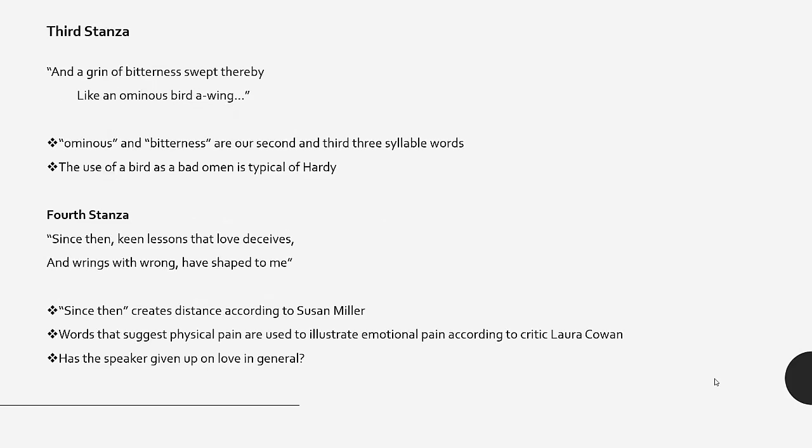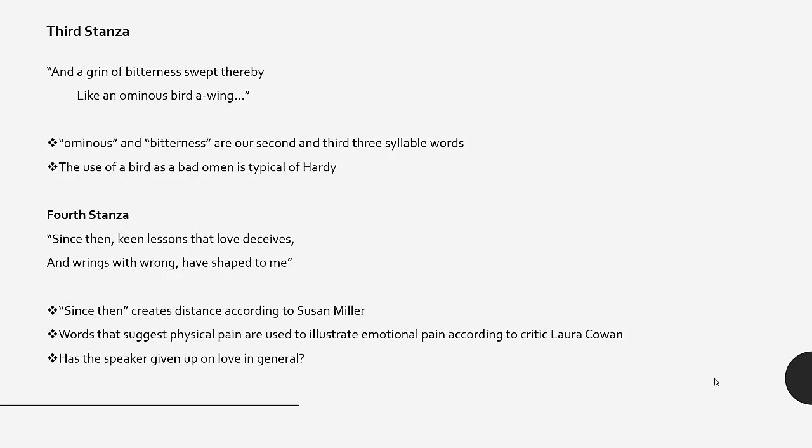And a grin of bitterness swept thereby, like an ominous bird a wing. Here, the word ominous jumps out because it has 3 syllables. Also, bitterness. According to Laura Cowan, this is also a departure from Romantic poetry in the use of a bird as a threatening omen. The bird is a metaphor for the unhappiness that the woman is going to cause him. In Romantic poetry, birds are more often positive images and a welcome inspiration for the poet or artist. So that's how this is different from Romantic poetry.